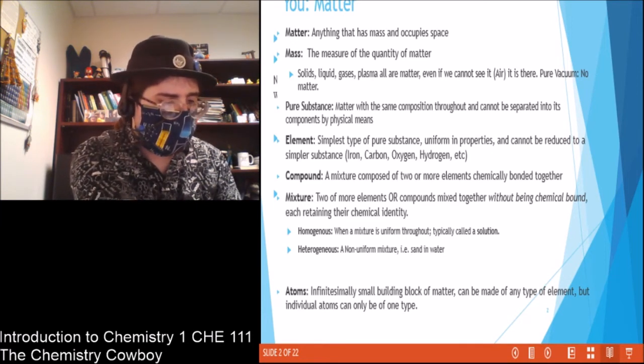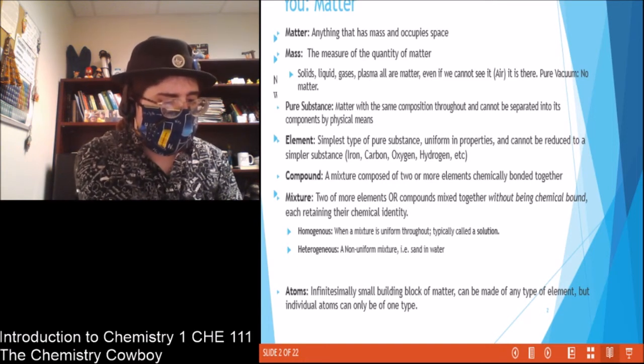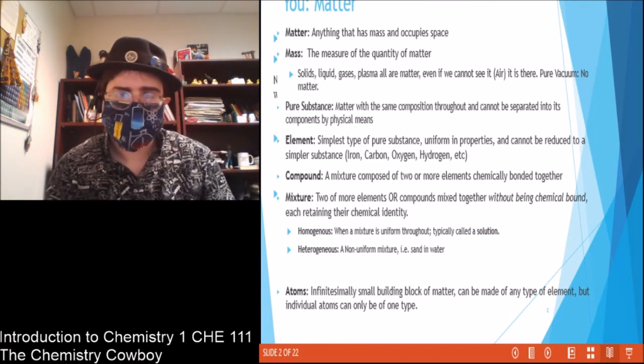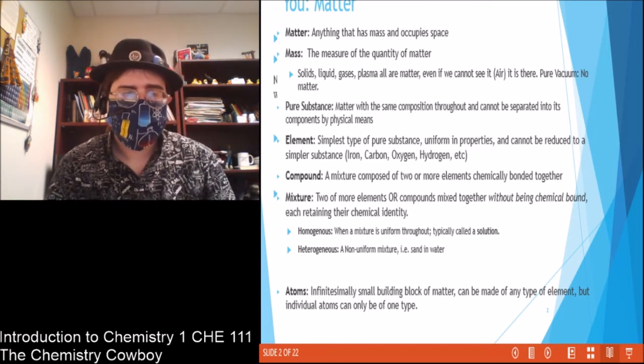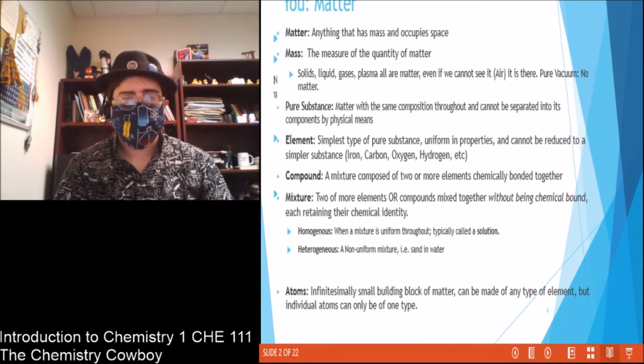And I know this is kind of a circular definition, but mass is just the measure of the quantity of matter. So how much heft does the matter have? I mean, solids, liquids, gases, plasma, they all matter. Even if we can't see it, it's matter. Air has weight, which is part of the reason we can feel air pressure. But air is there. Okay, so we've got mass, we've got matter. We can break this down into different things now.